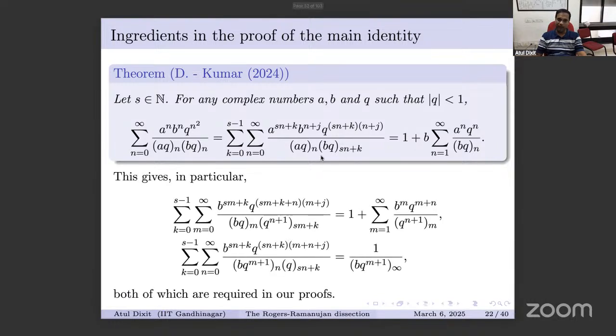And what we require in our case is some special cases of this result, wherein you get 1 upon (bq)^(n+1) sub infinity written as some of these s infinite series. But I won't go into that. It's a simple thing, not a deep analysis, but it's nevertheless quite useful.